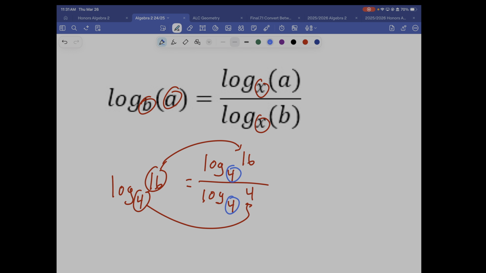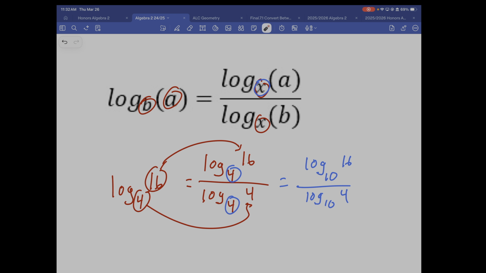Has that helped us? In any stretch of the imagination, has that helped us? No. But what could I make that base be to help us? What's on our calculator? 10. So I could rewrite this as log base 10 of 16 divided by log base 10 of 4. It says the same thing. As long as these two bases are the same, that's the change of base formula. I just want to make them something that I can do on my calculator.